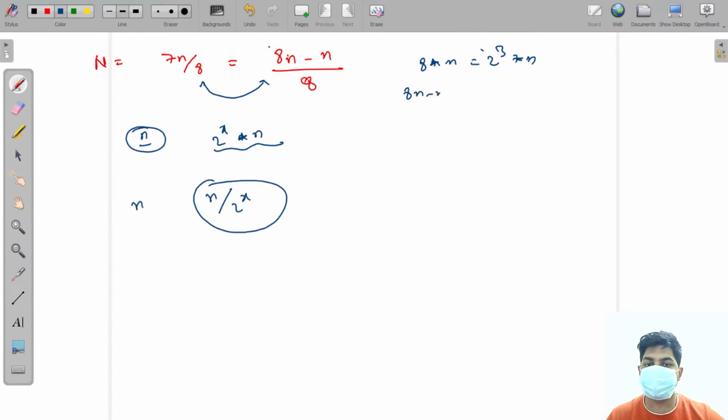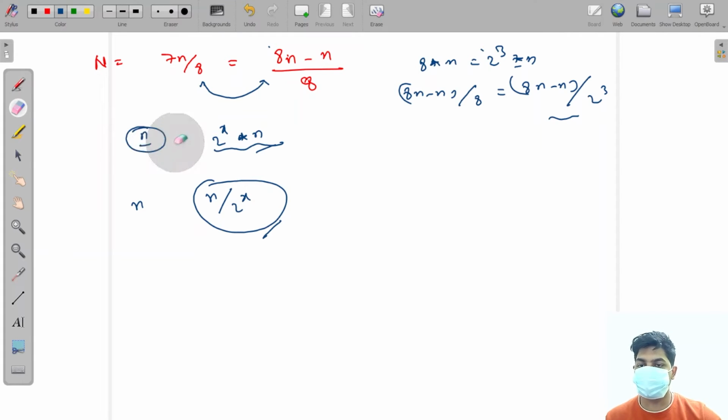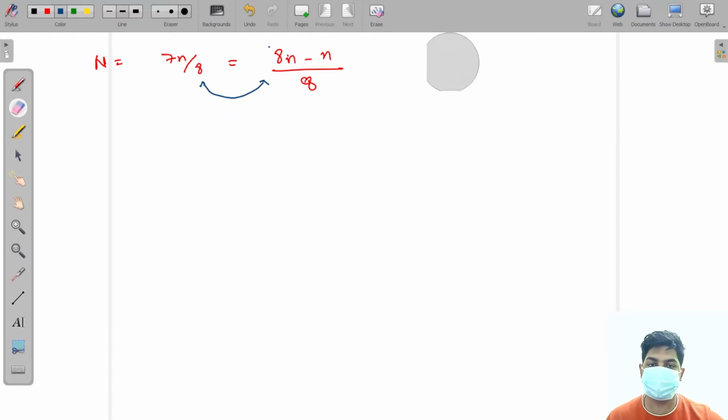8 into n can be written as 2 raised to power 3 into n. Okay, and 8n minus n divided by 8 can be written as what? 8n minus n divided by 2 raised to power 3. So for this division and multiplication part, we'll use bit manipulation. So we avoided the use of what? Multiplication and division, and we still computed the value. Okay, so we'll be using bit manipulation.